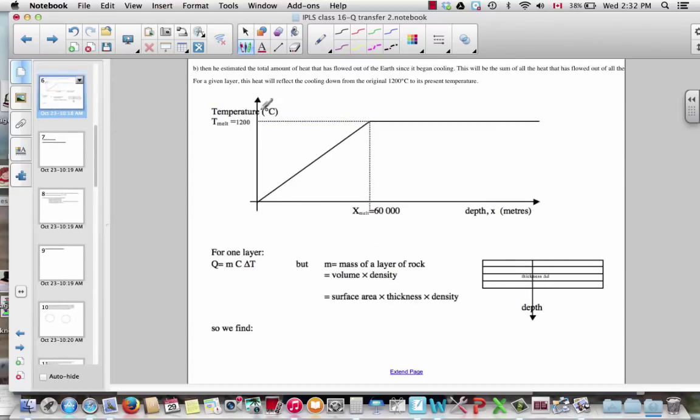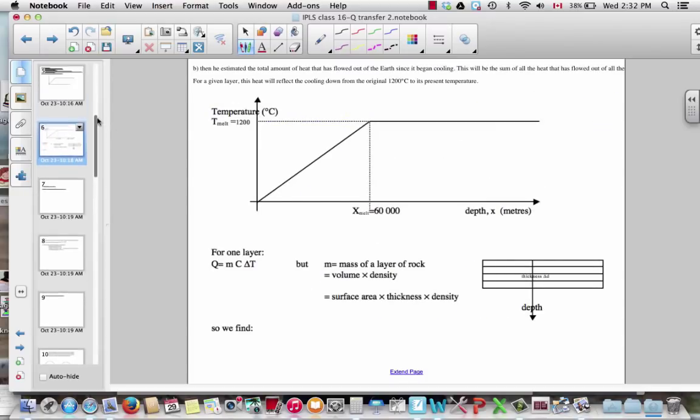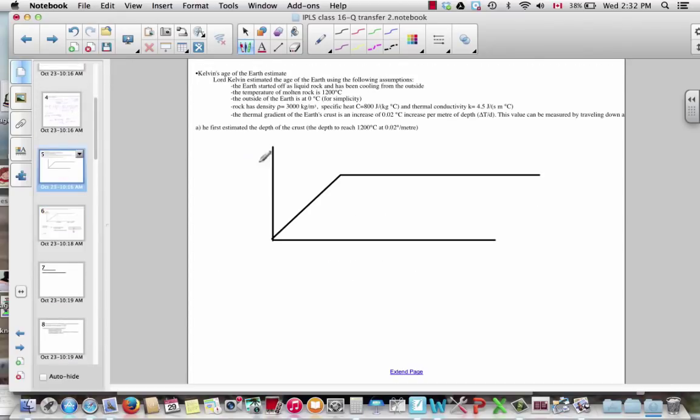Next example, this is an interesting one here for historical reasons. Kelvin estimated the age of the Earth by imagining that the Earth had started off as a ball of molten rock and had gradually cooled. And so in his mind, there was a layer of crust on the top, and then at the center there was this layer of molten rock. Now, he knew the temperature at which rock melted. He knew it was 1200 degrees.